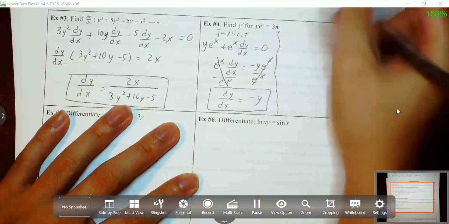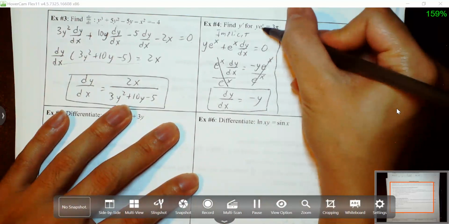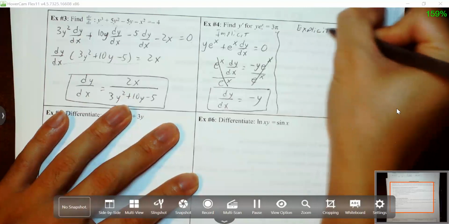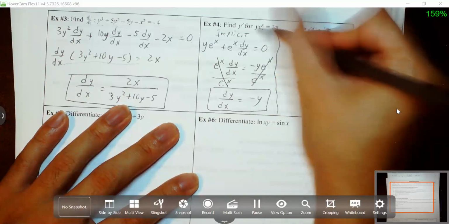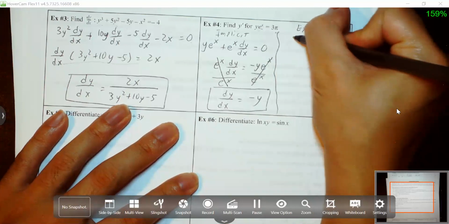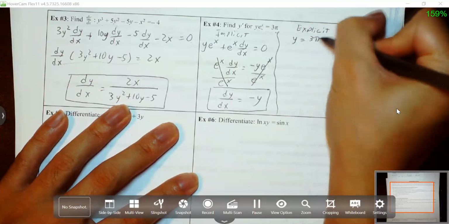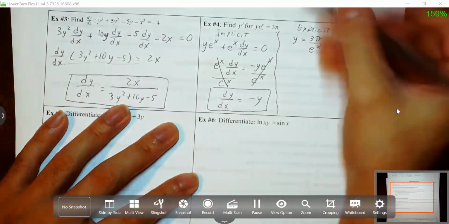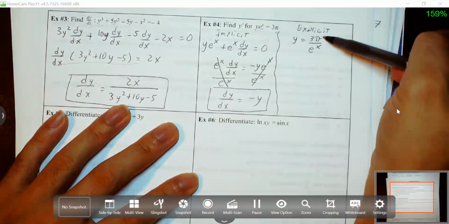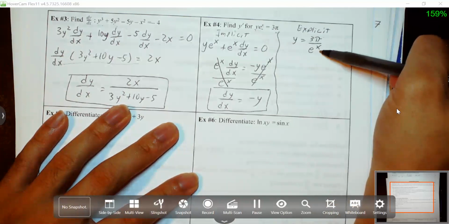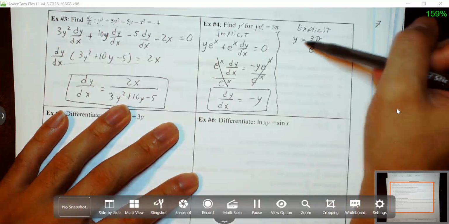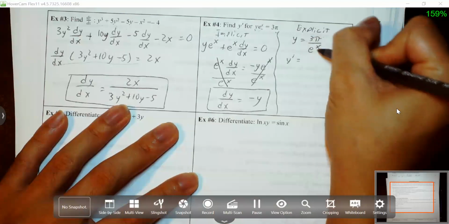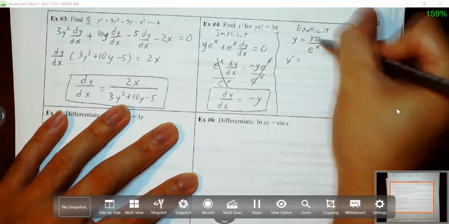So what we're going to do here is solve explicitly. We're going to solve for y explicitly by dividing both sides by e to the x. And so I get y is equal to 3 pi over e to the x. Right, everyone see what I did? I divided both sides by e to the x, so I get 3 pi over e to the x. And now I'm just going to differentiate y. So y prime is equal to the bottom times the derivative of the top. So I'm using the quotient rule here.